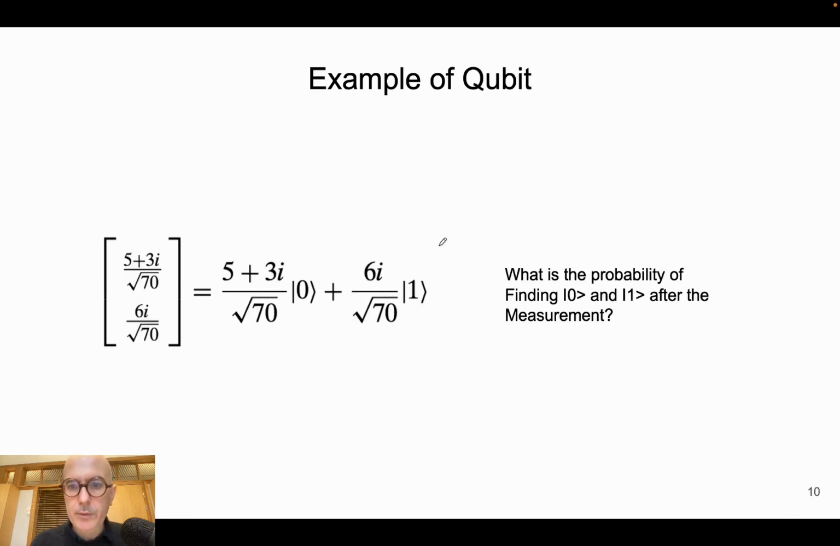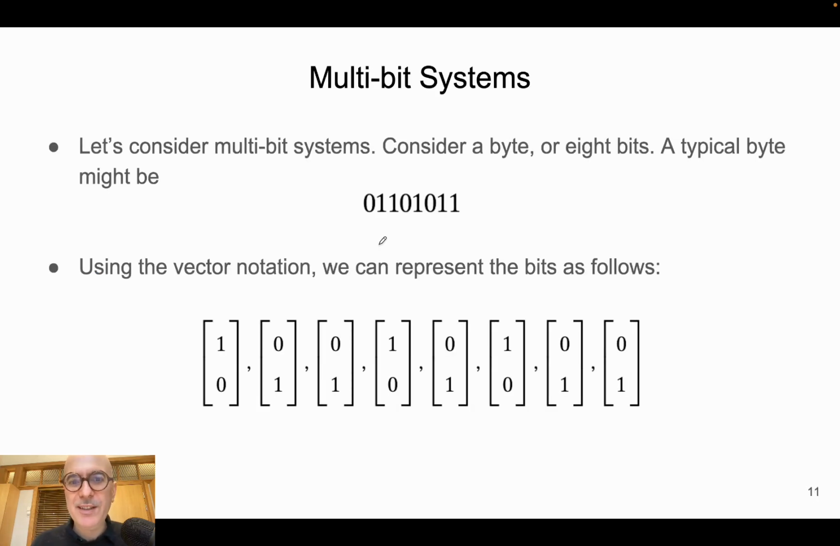An example of a qubit is the following. We have this complex valued column vector. This is our C0, and this is our C1. Then we express this qubit as a superposition of state 0 and state 1. And this number here is related to the probability of finding our qubit, after the measurement, either in state 0 or in state 1. So let's try to generalize the concept of bit and quantum bit to a multi-bit system.